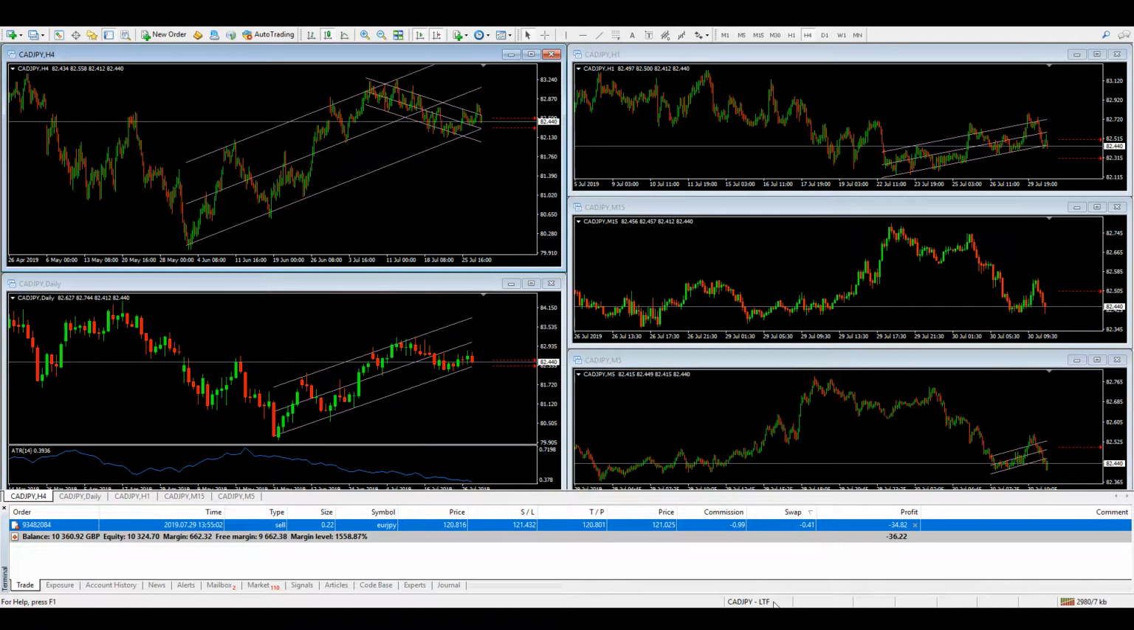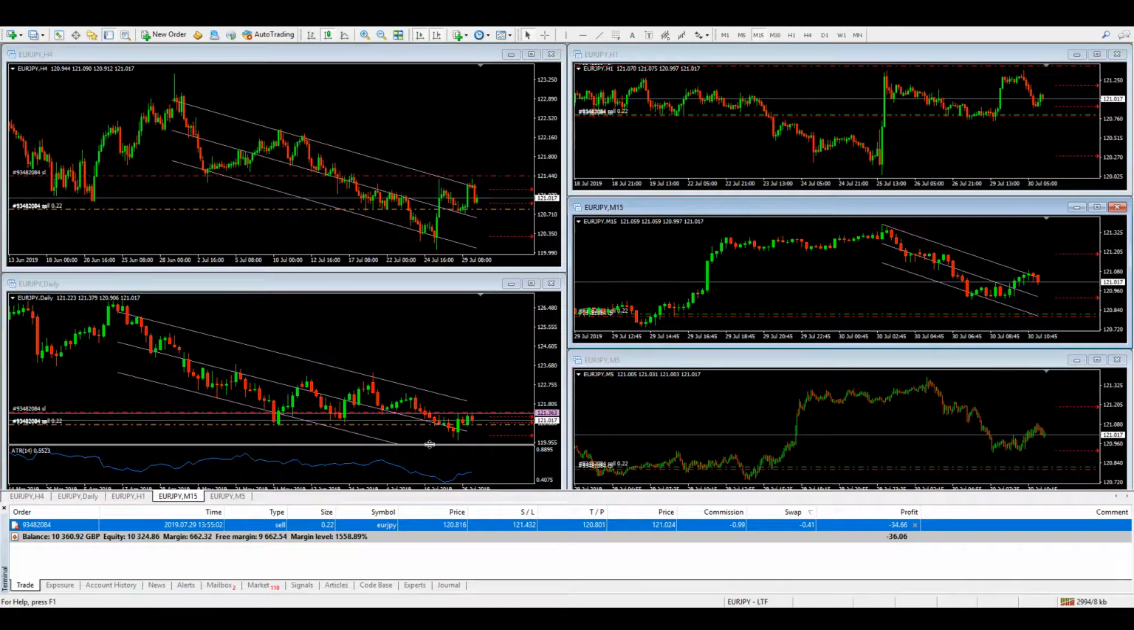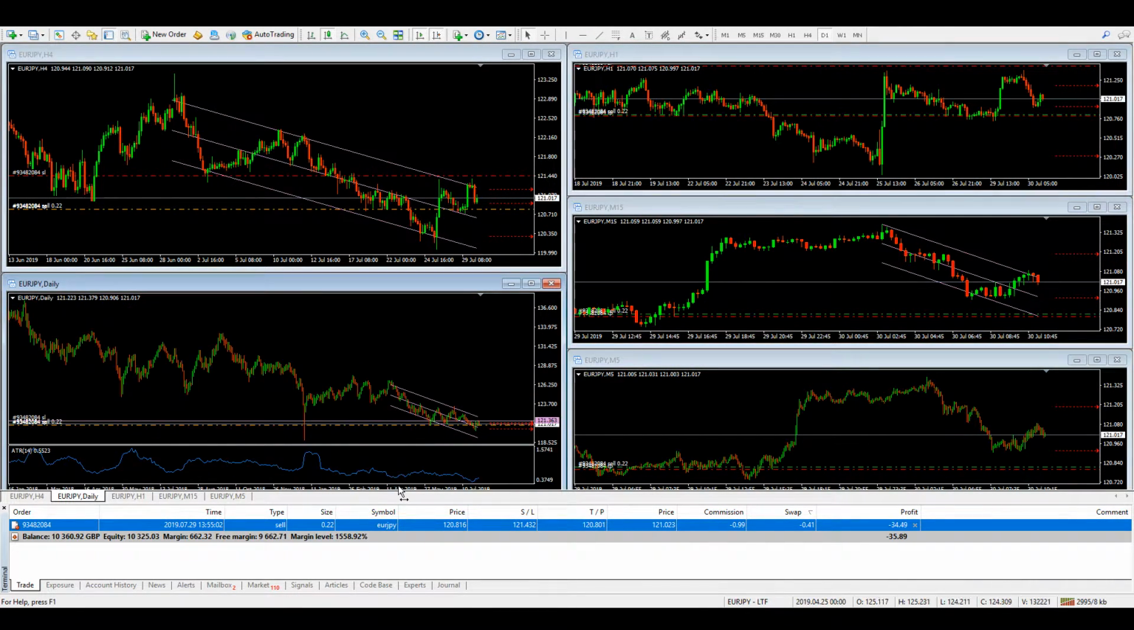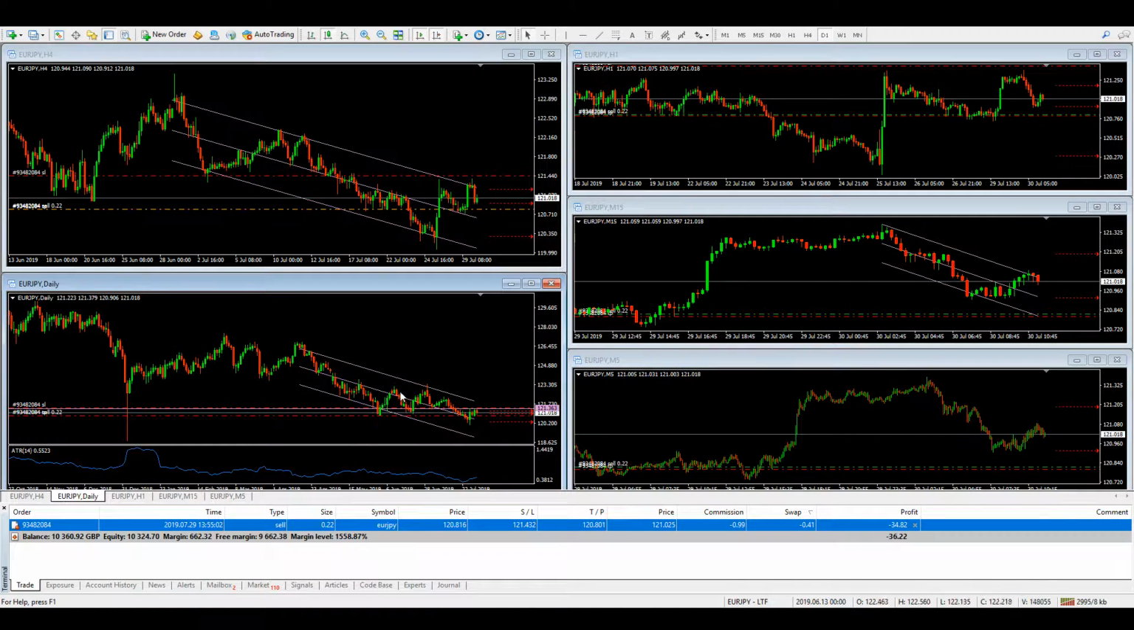The thing about this is you need to be aware of the correlation between currencies. Have a look at how this is moving on a daily at the moment. We've got higher highs, higher lows. Just focus on that chart there. Then I'll go back to the Euro JPY, which is another Japanese cross, and we can see it's pretty much the opposite. We're seeing lower lows and lower highs on this.